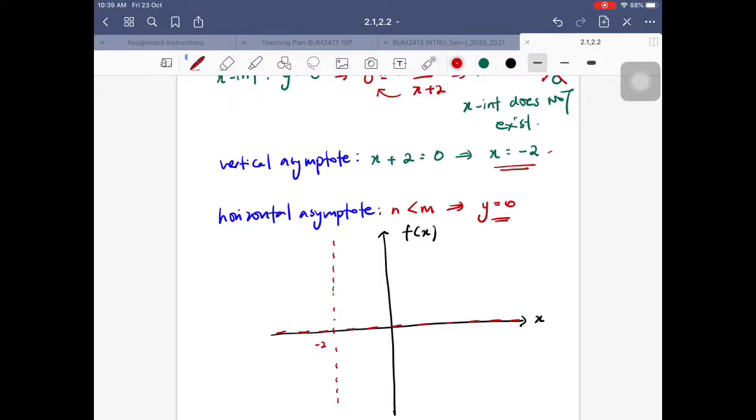Okay, the thing when we sketch a rational function is that we don't know where the position of the curve is going to be, whether it's going to be on this side, on this side, on this side, or on that side.